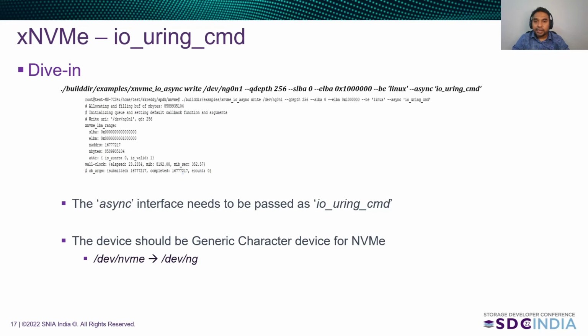This image showcases how the sample application performs write operations using the io_uring command pass-through interface. The interface can be selected by passing the value io_uring_cmd to the parameter async and by selecting the generic NVMe character device instead of the regular NVMe namespace block device, whereas all the other parameters remain the same.